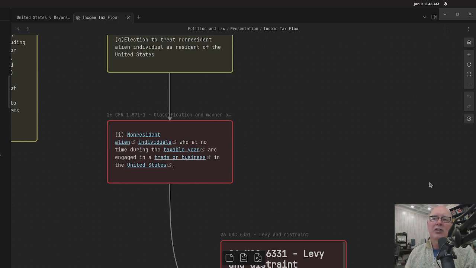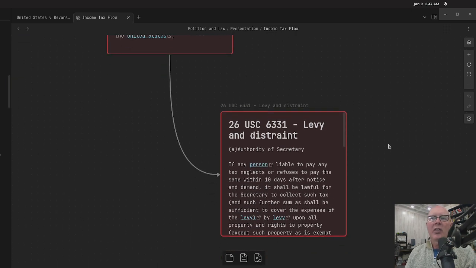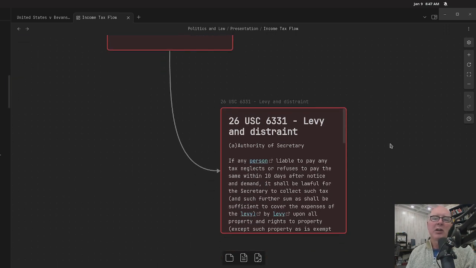It is section 6331 that gives them the levy and distraint ability, authority of secretary. Now, I want to preface this with a couple things. When they send this information to a bank or to your employer, they send them paragraph B. And paragraph B actually states that they have the ability to levy these things. It absolutely says that. But paragraph A clearly says who they can do that to.